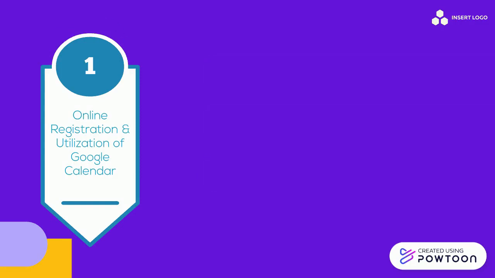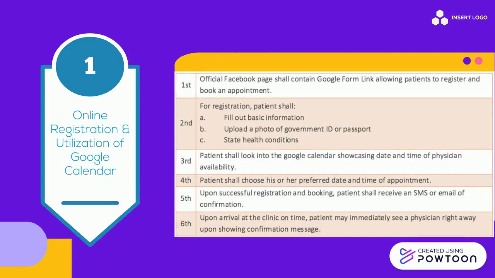First, the official Facebook page shall contain a Google Form link allowing patients to register and book appointments. For registration, patients shall fill out basic information, upload a photo of government ID or passport, and state health conditions. Then patients shall look into the Google Calendar, showcasing date and time of physician availability, and choose which one is his or her preferred date and time of appointment.